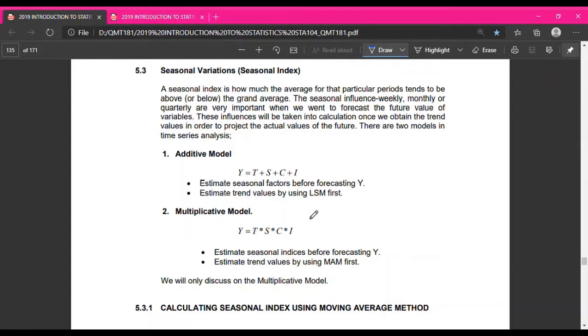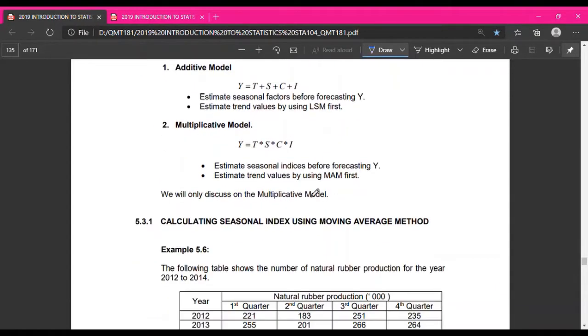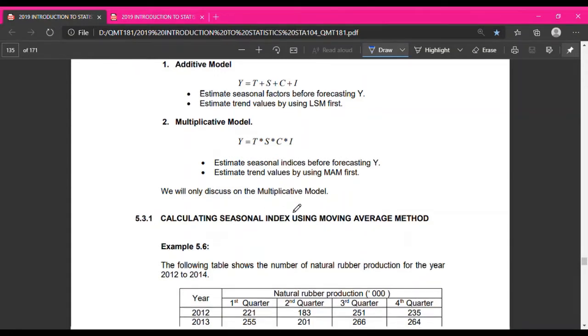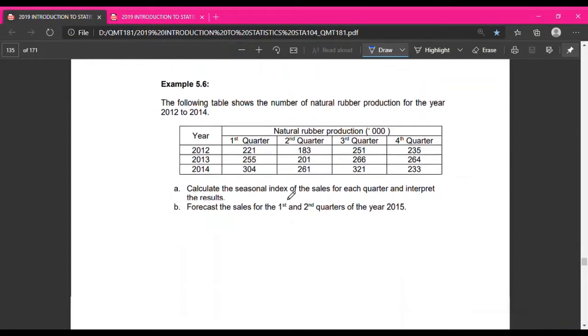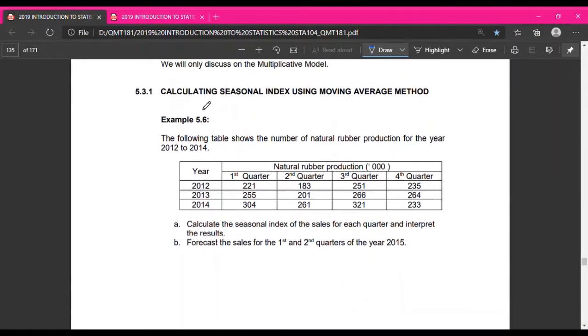There are two models here. In the next topic, we will see how to find the seasonal index. We only use the multiplicative model. To calculate the seasonal index using the moving average, there are several steps, so you need to memorize the steps.